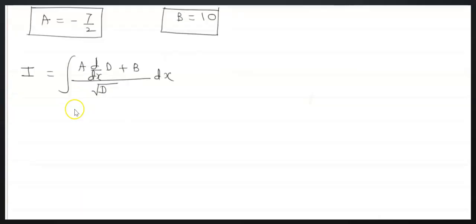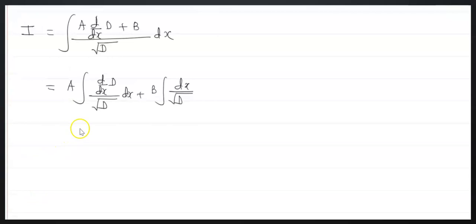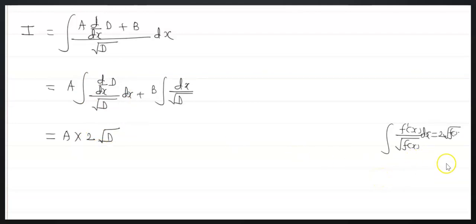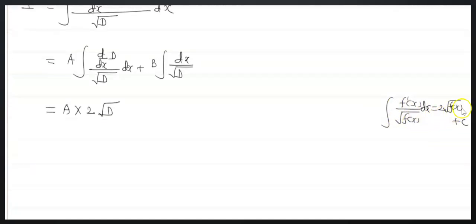Again, I is equal to integral a into derivative of the denominator plus b upon root of d. Separate this. I is equal to a into integral derivative of the denominator upon root of d dx plus b integral dx upon root of d. And next the integral is 2 times root d. This is the formula that we have learned in the previous exercise. Integral f dash of x upon root of f of x is equal to 2 times root of f of x plus c. In the same way here.